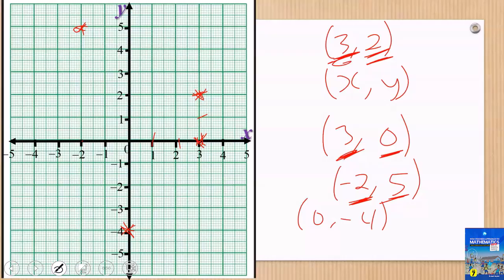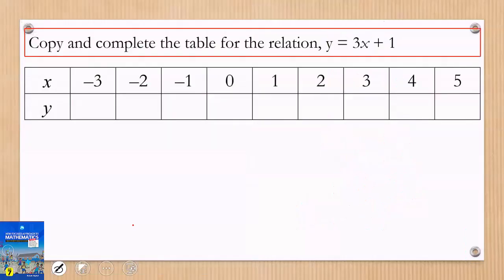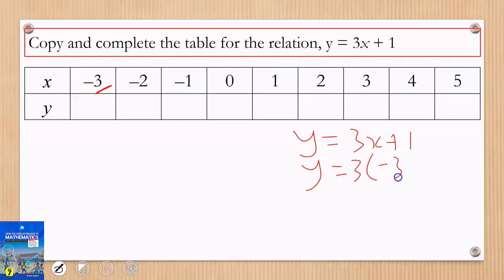Now let's use this idea to solve questions. Let's say you are asked to copy and complete the table for the relation y = 3x + 1. What will you do? This is like what we did earlier on relations, that is mapping. The mapping is that if I have the value of x to be -3, what will be the value of y? The relation is given as 3x + 1. So if I want to know the y value, wherever I see x, I put -3 there, and then I get -9 + 1, and that will give me -8. So I can put -8 over here.